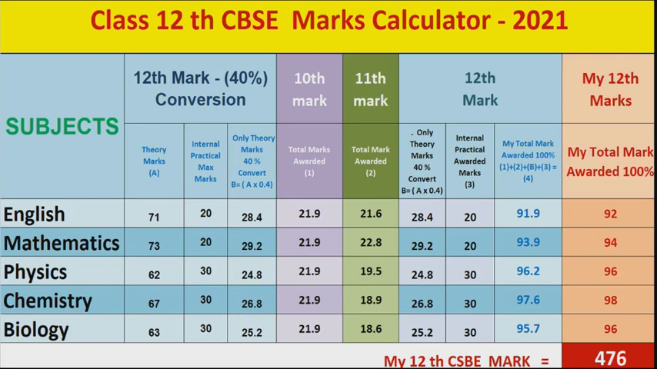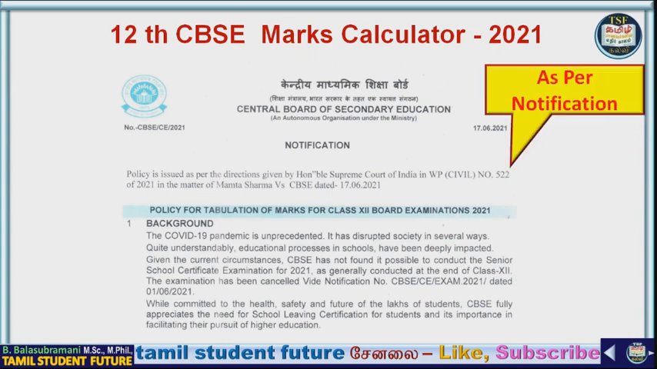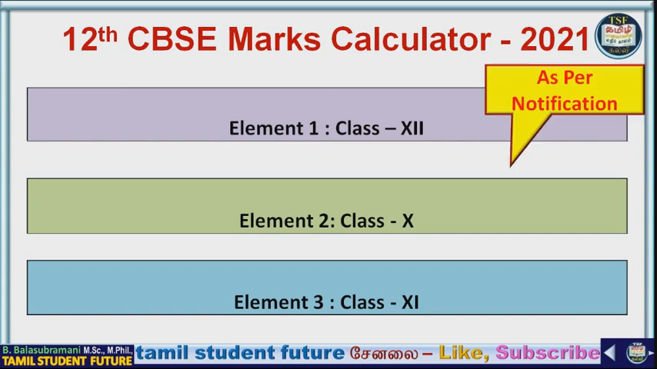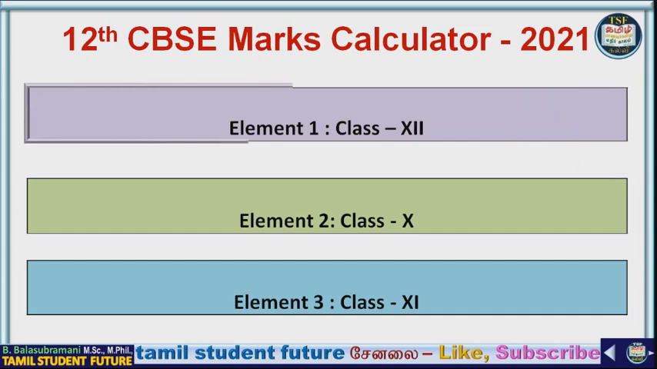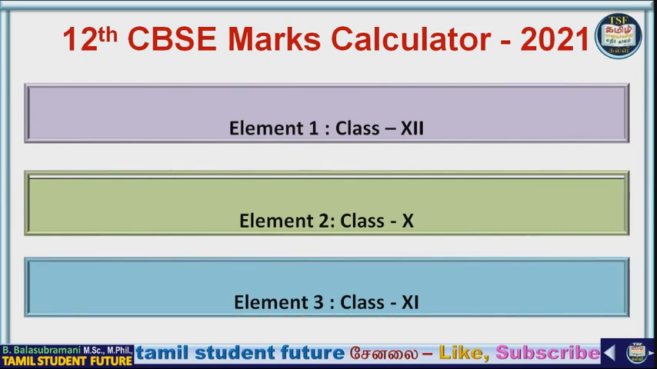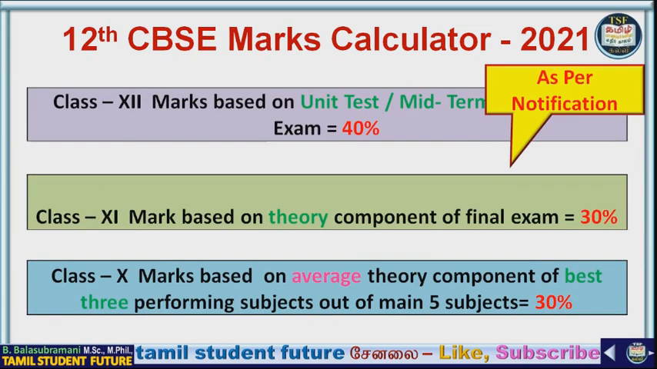Hi viewers, class 12th CBSE Mark Calculator 2021. As per notifications, for the 12th CBSE Mark Calculator, there are three elements: element 1 class 12, element 2 class 10, element 3 class 11. So three elements are taken, as per notifications.